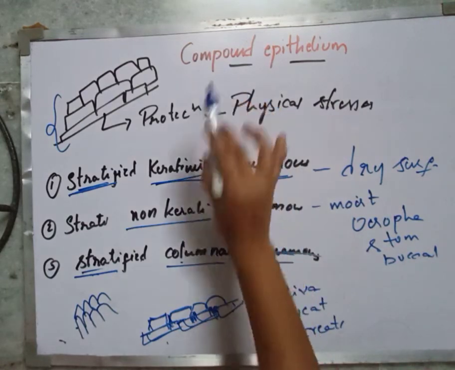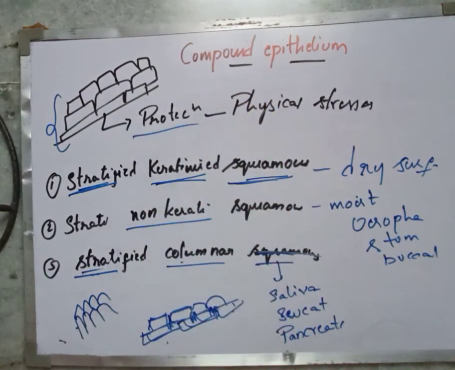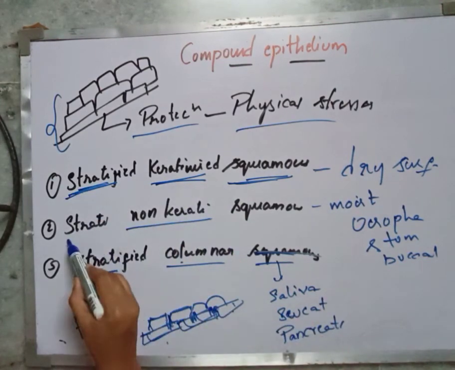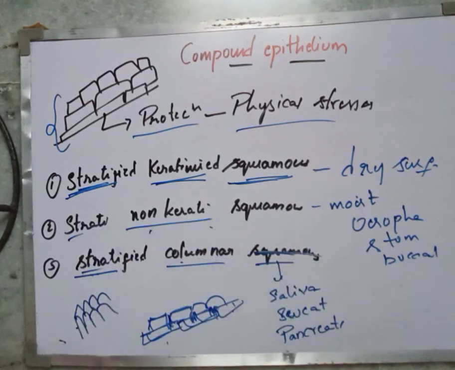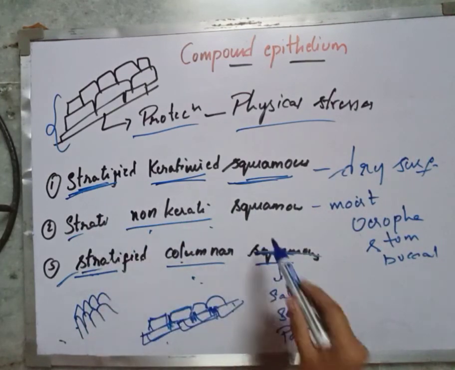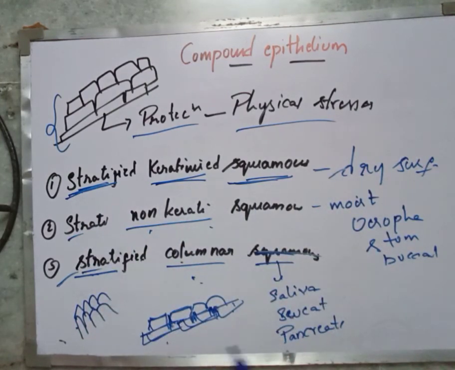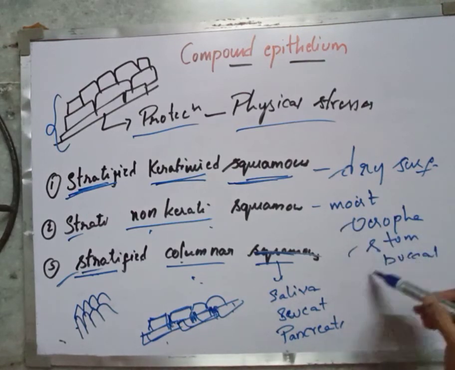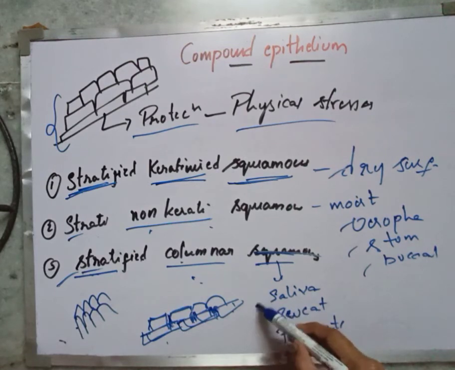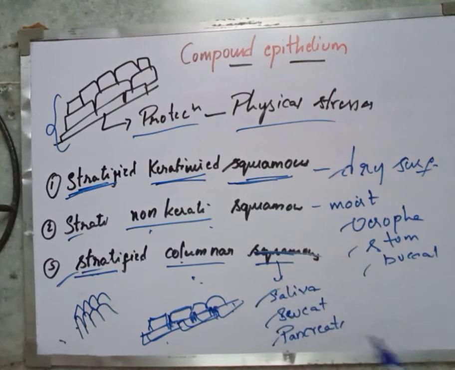So the compound epithelium's main function is protection from physical and mechanical stresses. It is further classified into stratified keratinized squamous epithelium, stratified non-keratinized squamous epithelium and stratified columnar epithelium. The first is located on dry surfaces of the skin, and the second on wet surfaces, which is nothing but the esophagus, stomach and the buccal cavity. And the stratified columnar epithelium is found in the salivary glands, sweat glands and the pancreatic ducts. So this is about the compound epithelium.